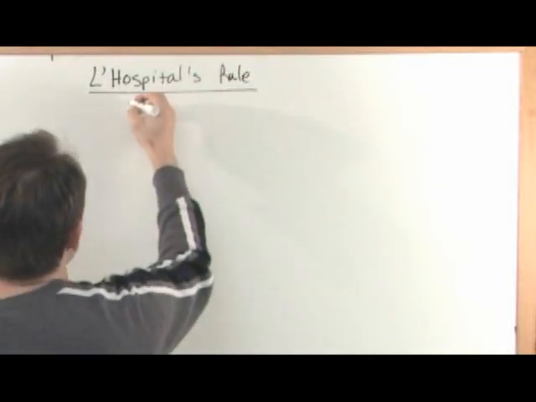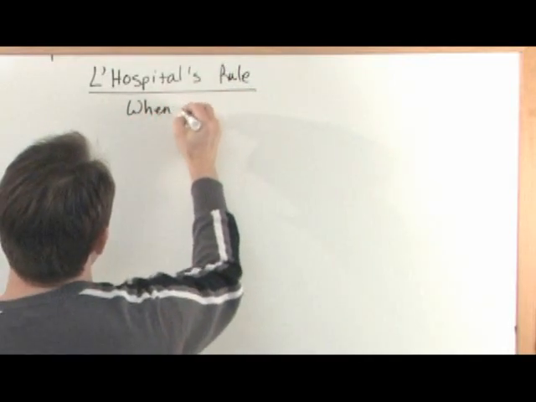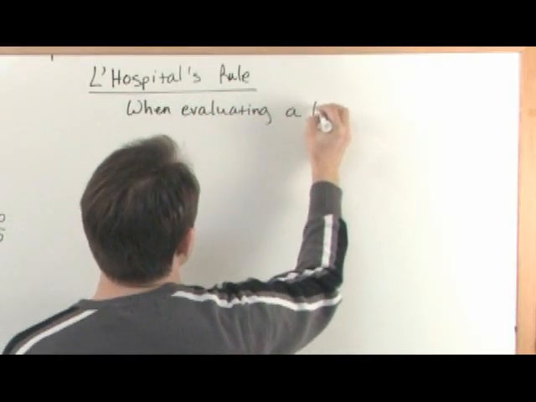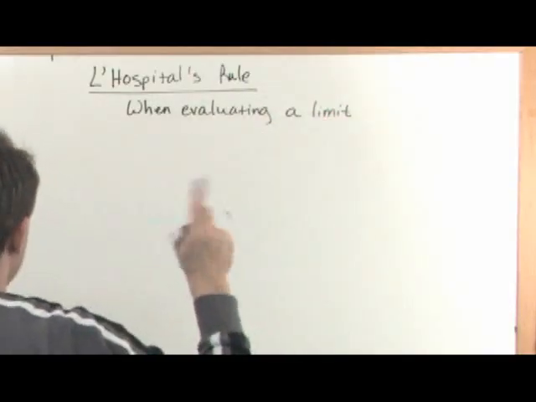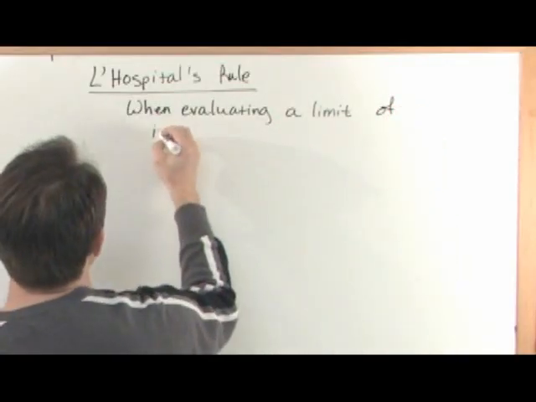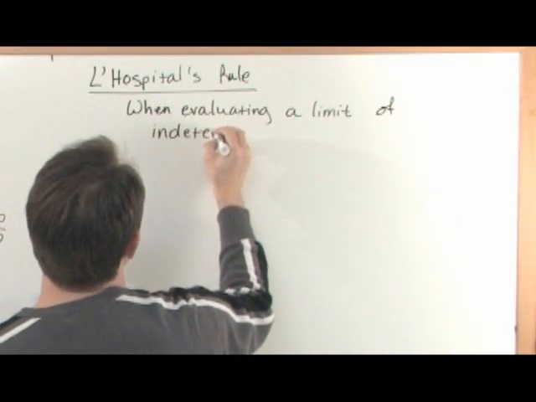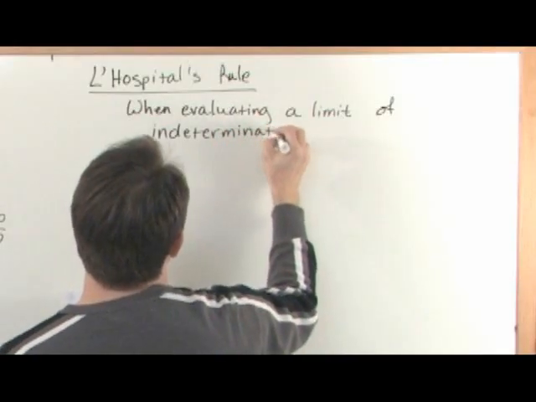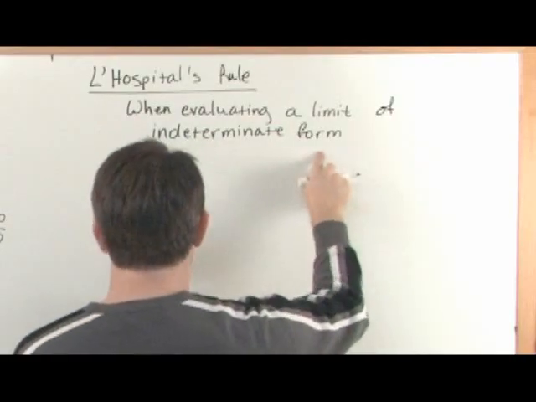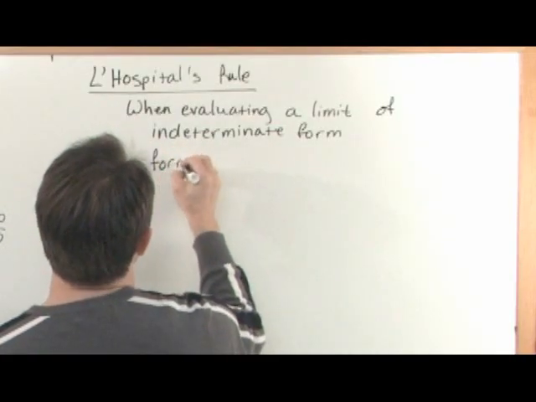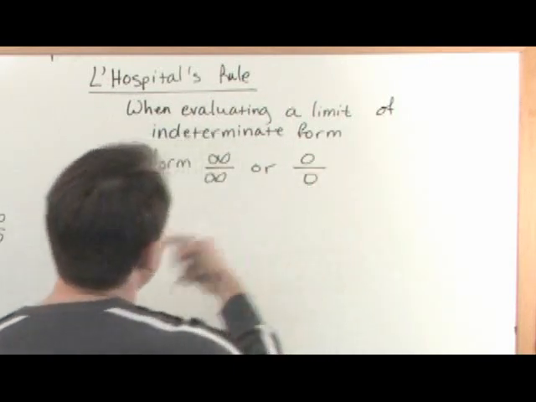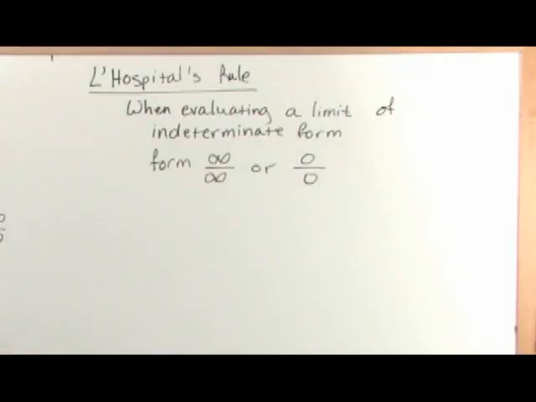And this is how it goes. I'm just going to write it out in all its glory. When evaluating a limit, and this is one of those theorems or rules where every word is important, of indeterminate form, and I'll explain what this means in just a second. We've already talked about it. Of indeterminate form of infinity over infinity or 0 over 0, and I've already given you two examples of what those look like, so it shouldn't be a big surprise.